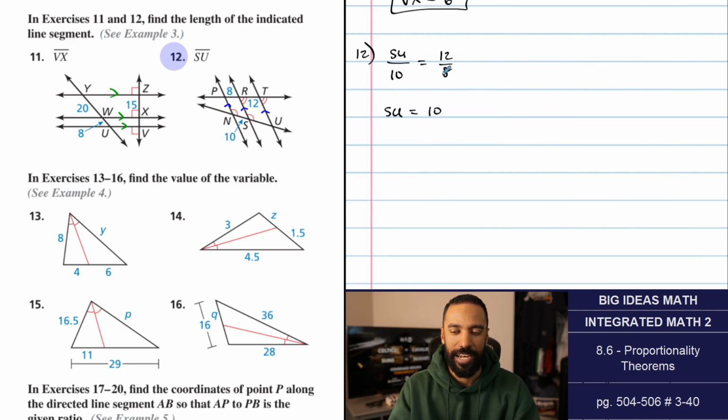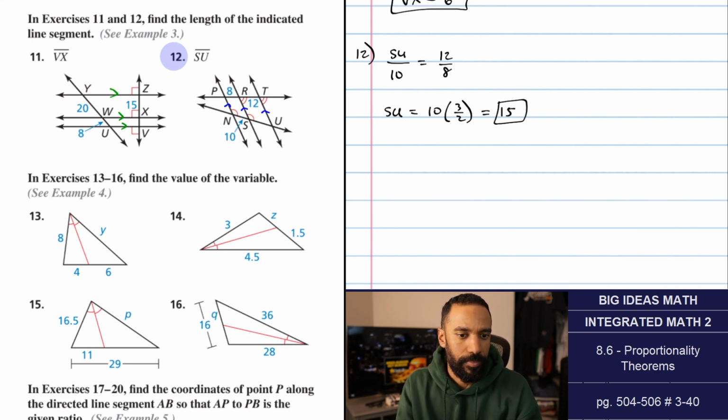So SU is 10 times 12 eighths, which is 3 halves. 10 divided by 2 is 5, times 3 is 15. That is the length of segment SU.